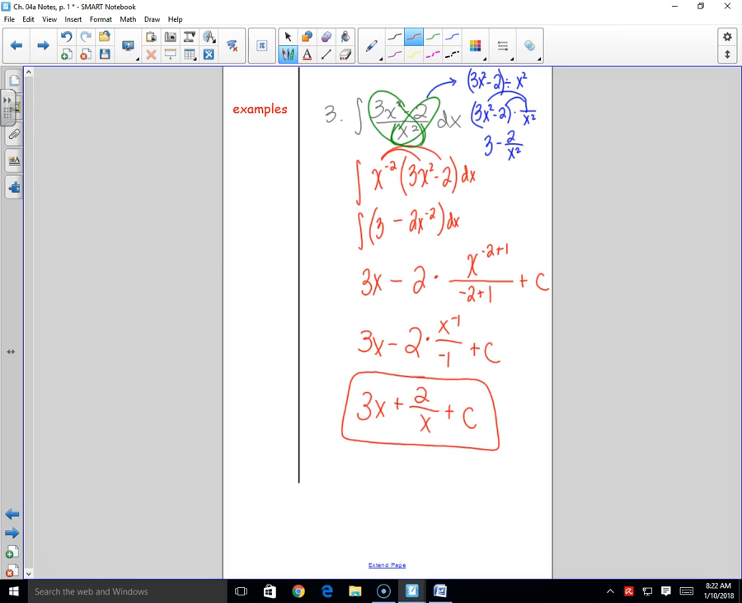So, and, oh no, go ahead, Sarah. Do we have to clean up our answer? Or do we do... Think of derivatives, how we had to think about making it match.